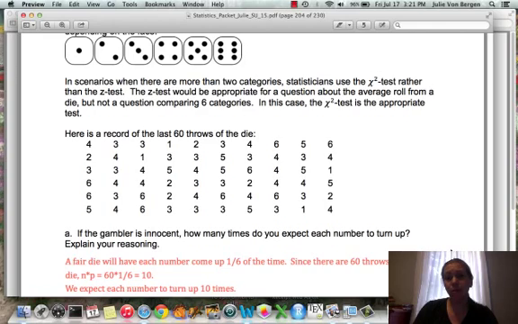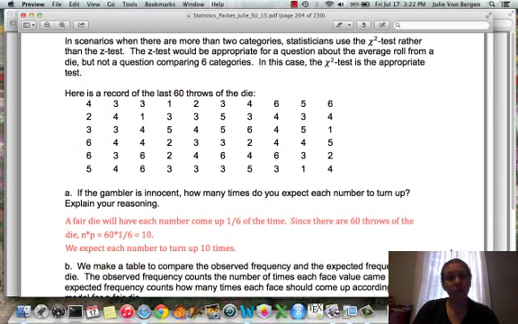The z-test would be appropriate for a question about the average roll from a die, but not a question comparing 6 categories. Remember, with the z-test, we can compare 1 proportion or 2 proportions, but in this case, we're looking at 6 different categories, so we would have 6 different proportions to compare. So in this case, the Chi-Squared test is the appropriate test. Here's a record of the last 60 throws of the gambler's die, and this is the die that we're checking to see is it loaded or not.